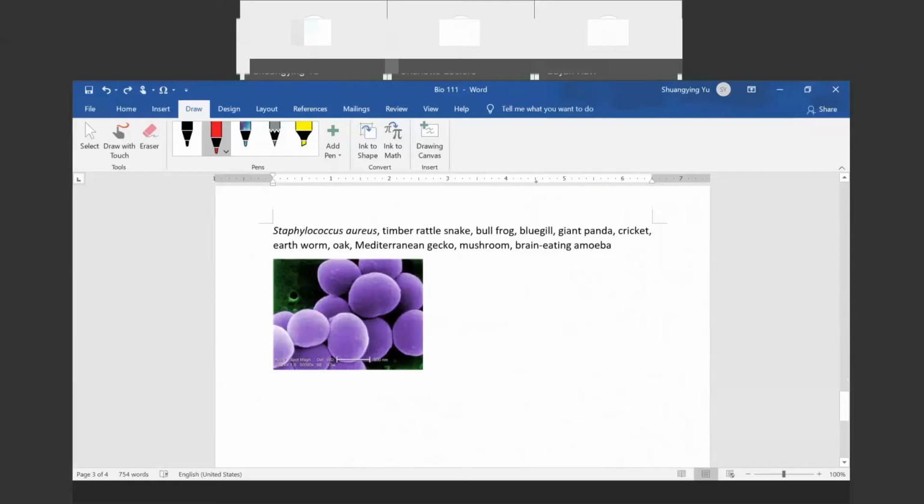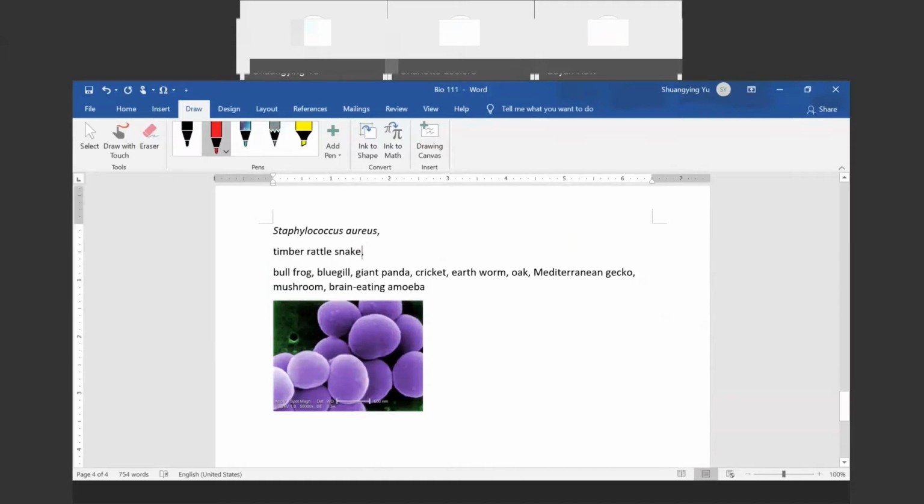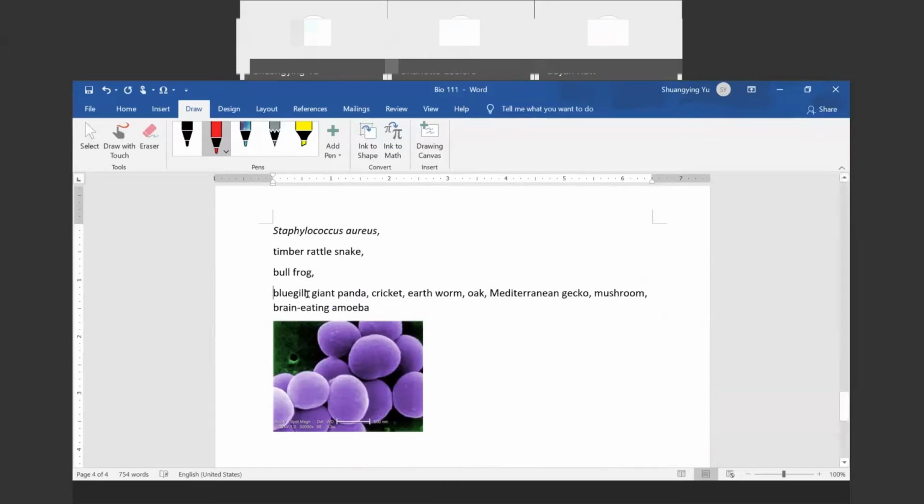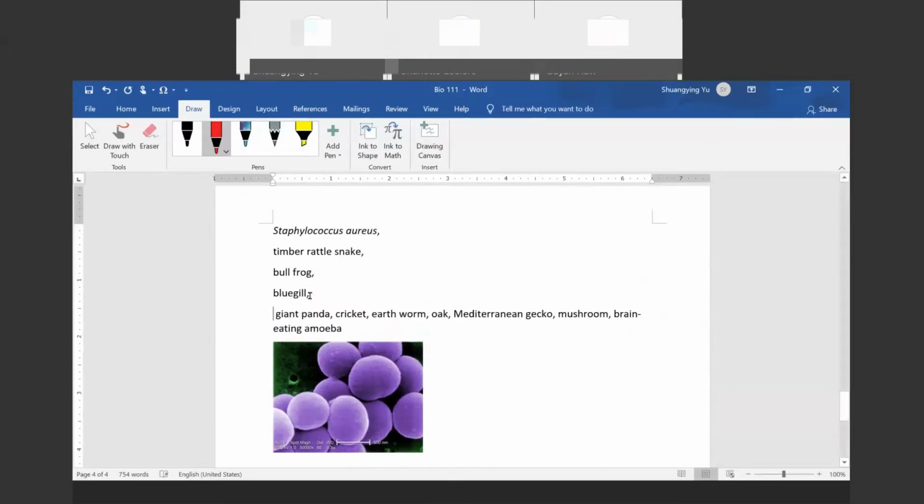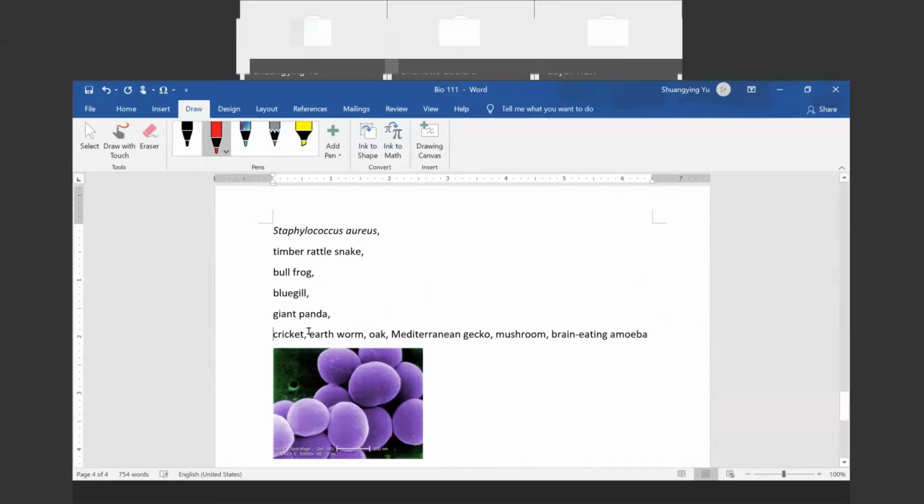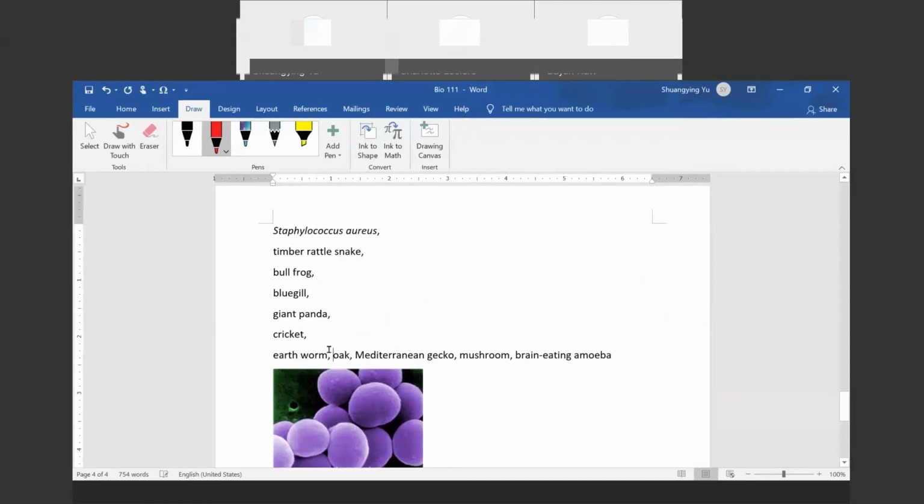So I have an example here. I found some organisms that we can use to make this tree. Do you know what the picture shows you? I can give you a hint. It shows one of the organisms on this list. Do you know which one?